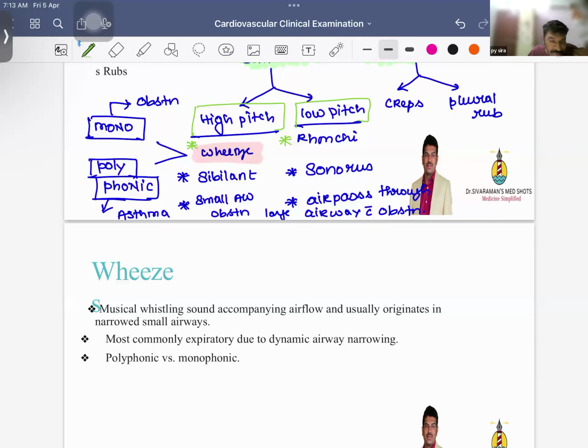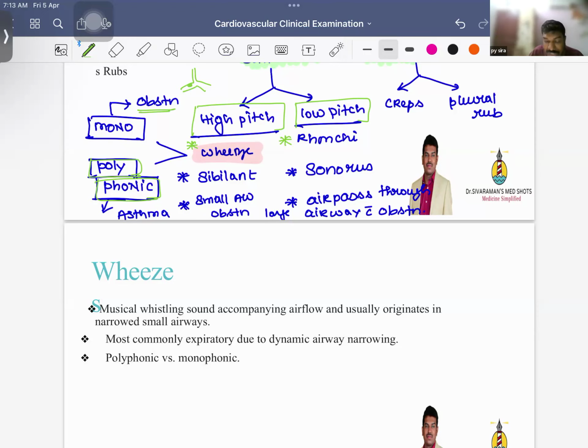This can be further classified into monophonic and polyphonic. Monophonic is seen in a single obstruction, so you get monophonic wheezes. Whenever there is bronchial asthma, multiple airways are obstructed at multiple levels, so here you are going to get a polyphonic breath sound.